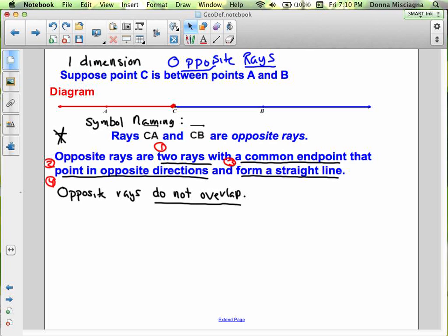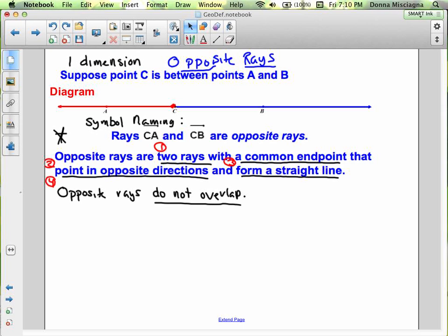2 rays with a common endpoint. Number 2, point in opposite directions. Number 3, form a straight line. And number 4, do not overlap. They have to have all 4 of those things to be opposite rays. If anything is missing, you're not an opposite ray.